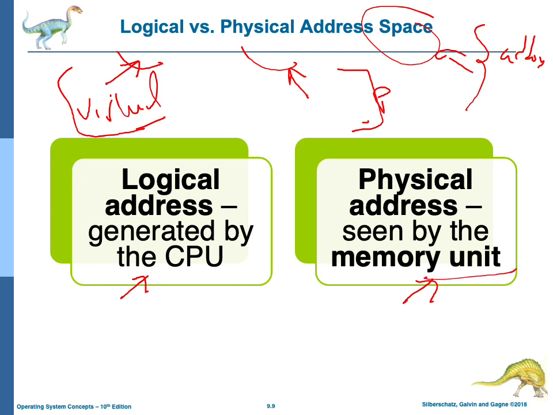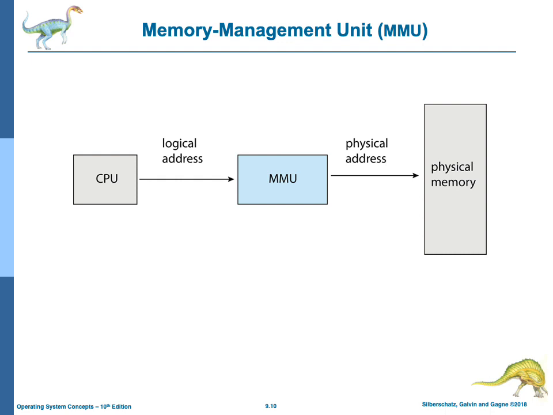So what's a memory unit? A memory management unit, or MMU, is the hardware device that at runtime does the mapping of the logical or virtual address to the actual physical address. There are many ways to do this mapping, and that's what we're going to talk about next.